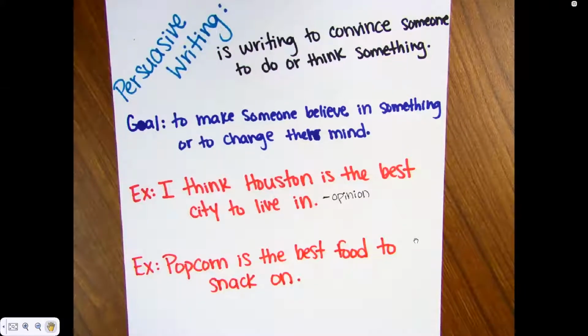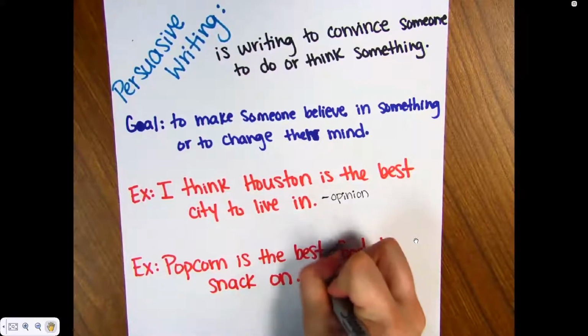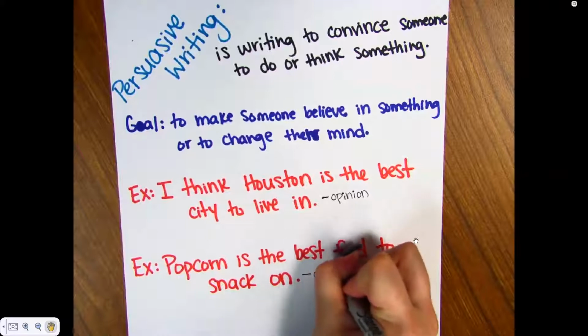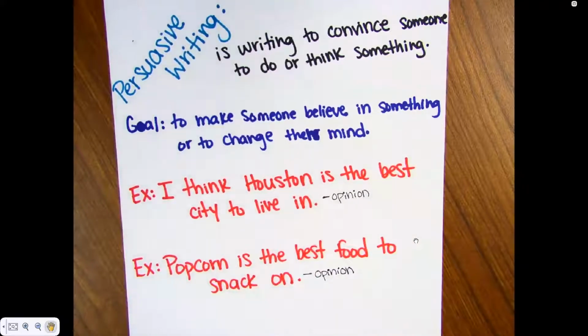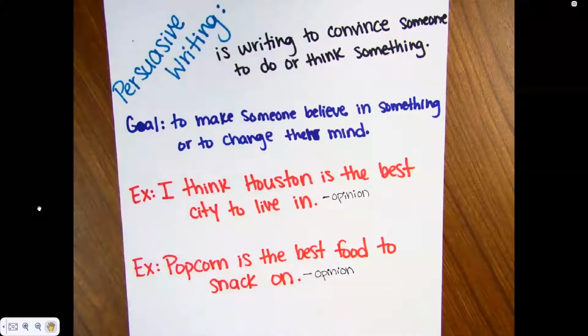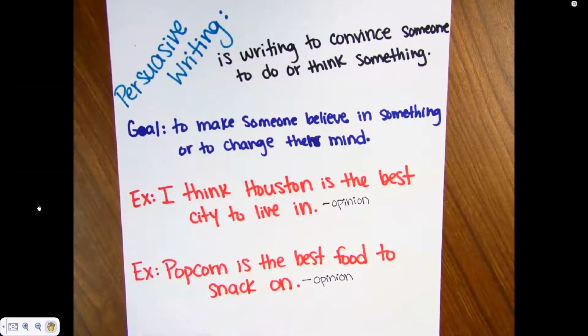That's just an opinion. Someone else would like something different. Good. That's just an opinion, because somebody else may say that snacking on chips or bananas or apples is the best, right? So it's just an opinion. It's just me saying, well, I think this. So whenever we're doing our persuasive writing, we're going to be coming up with opinions. We're going to be coming up with opinion statements.